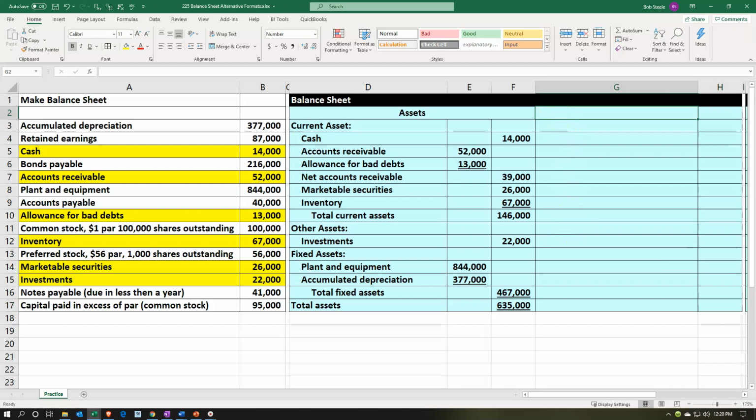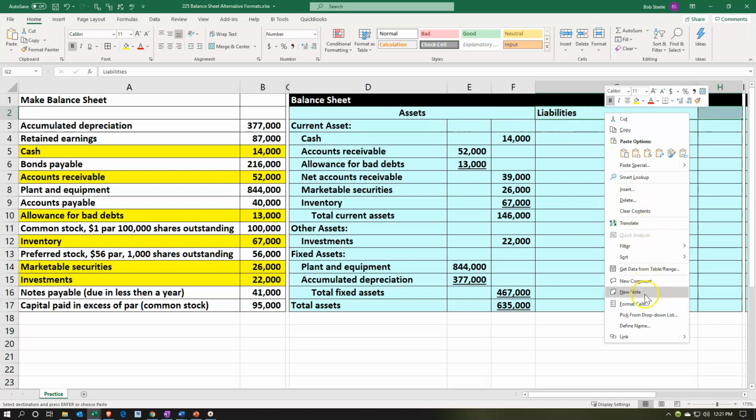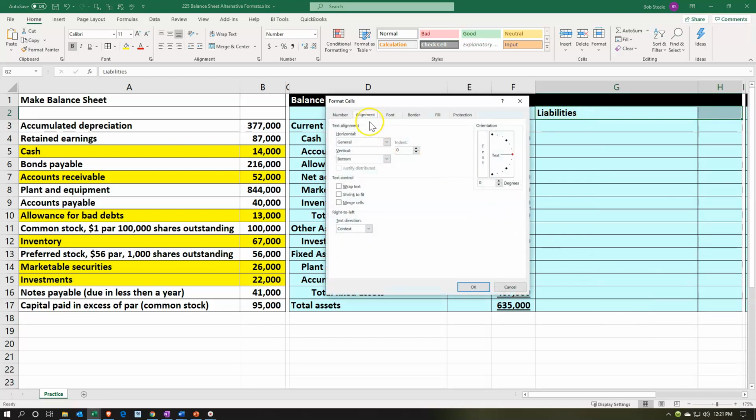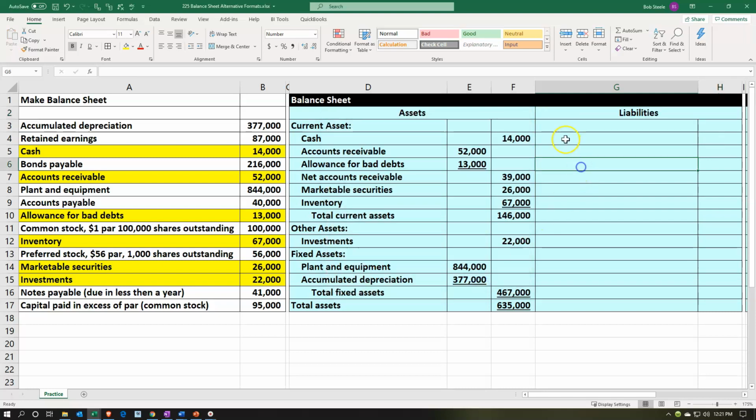So this is going to be the liabilities. Once again, you could represent this by just having the liabilities, or you could center them as we did before. So I'm going to select these two cells to match what we did with the assets here. Right click on it. We're going to go to Format Cells, Alignment group, and then I'm going to go to the horizontal, and I'm going to center across the selection, and there we have that.